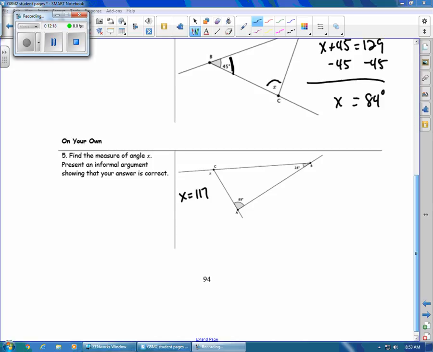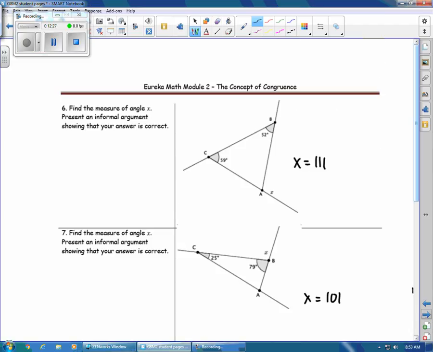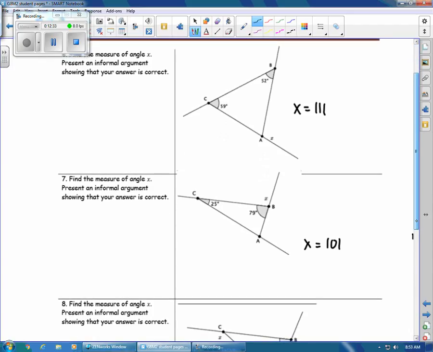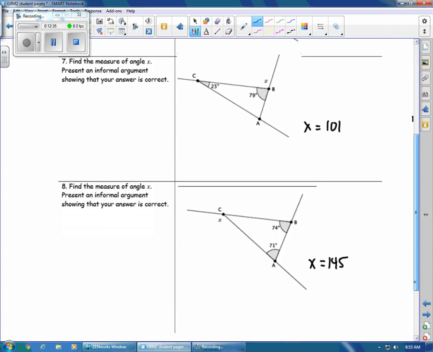Okay, so number 5, x should equal 117. Check your work. I will show you how to do it in class tomorrow if you have the wrong answer. Number 6, x should equal 111. Number 7, x should equal 101. Number 8, x should equal 145.